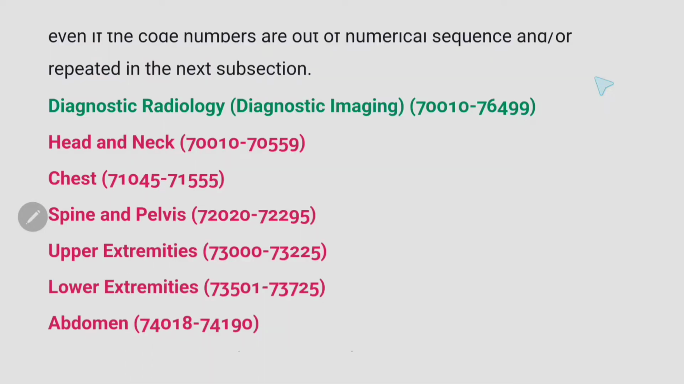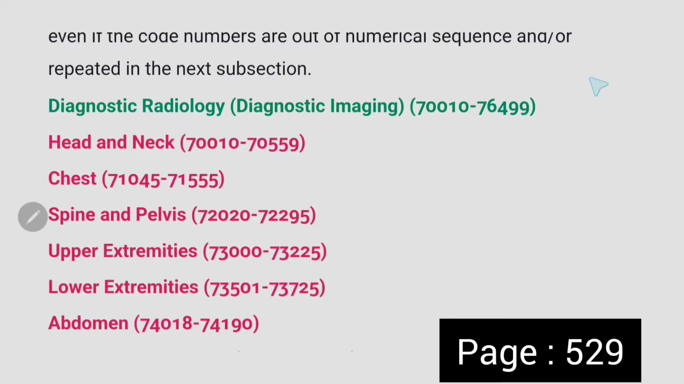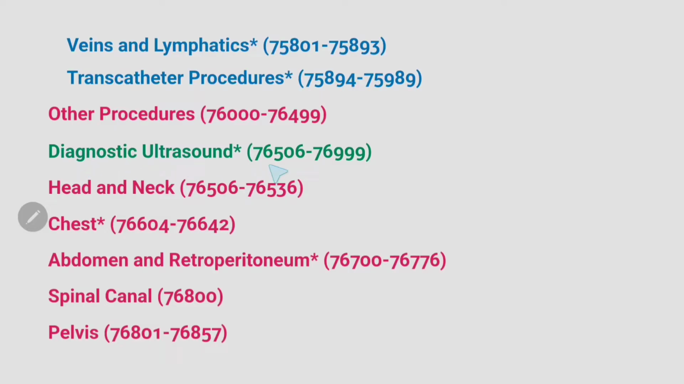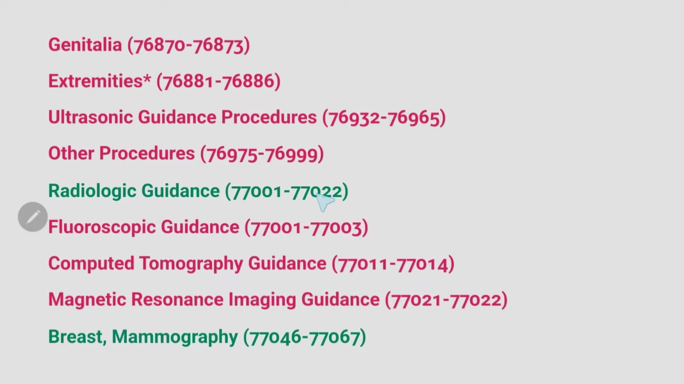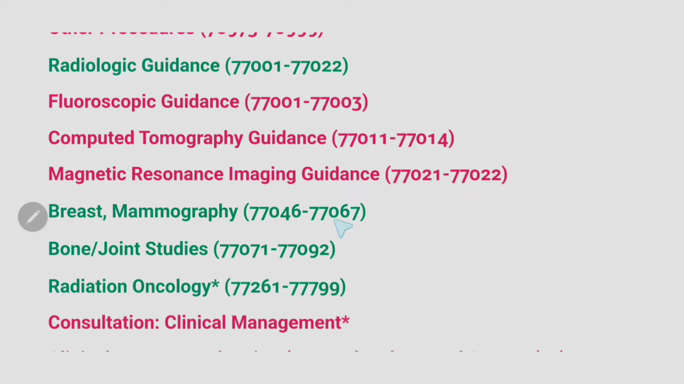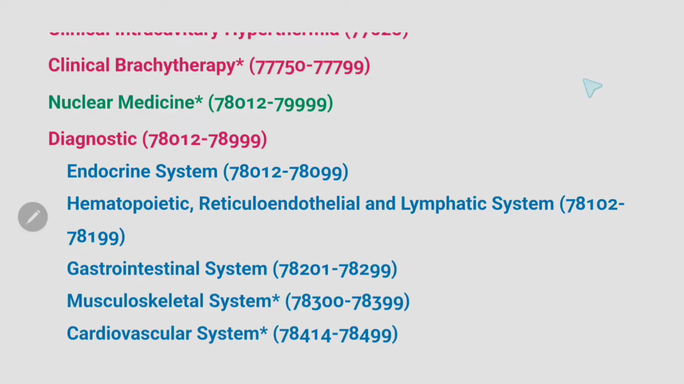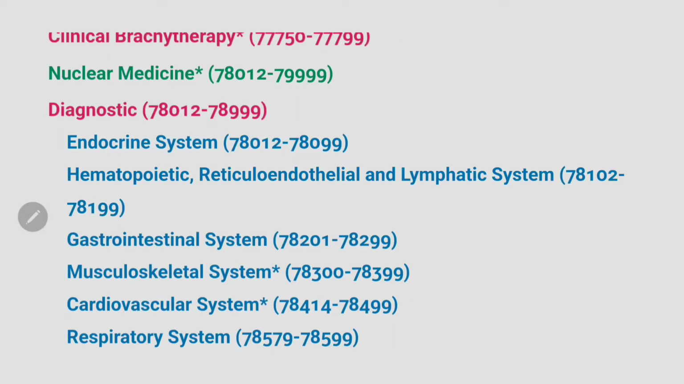Open your CPT book, page number 529. We can see the radiological services. First one is Diagnostic Radiology, Diagnostic Imaging. This is the code range. Then we have Diagnostic Ultrasound, Radiologic Guidance, Breast Mammography, Bone Joint Studies, Radiation Oncology, and at last we have Nuclear Medicine. So all these are the subsections in the radiology chapter.